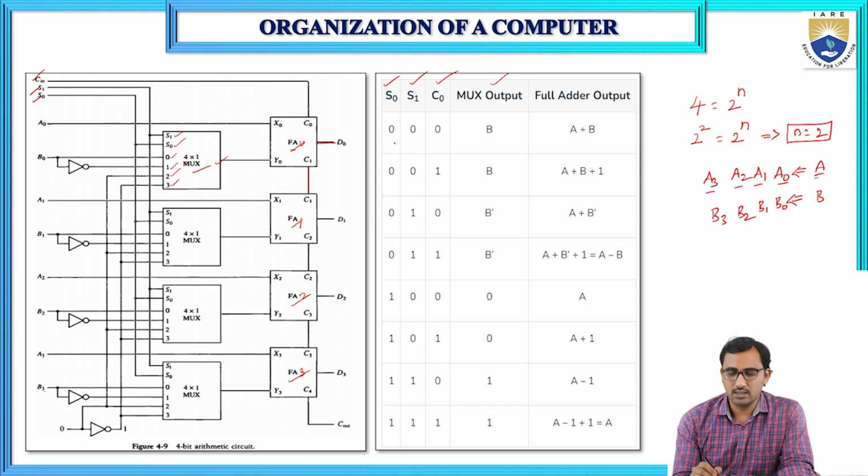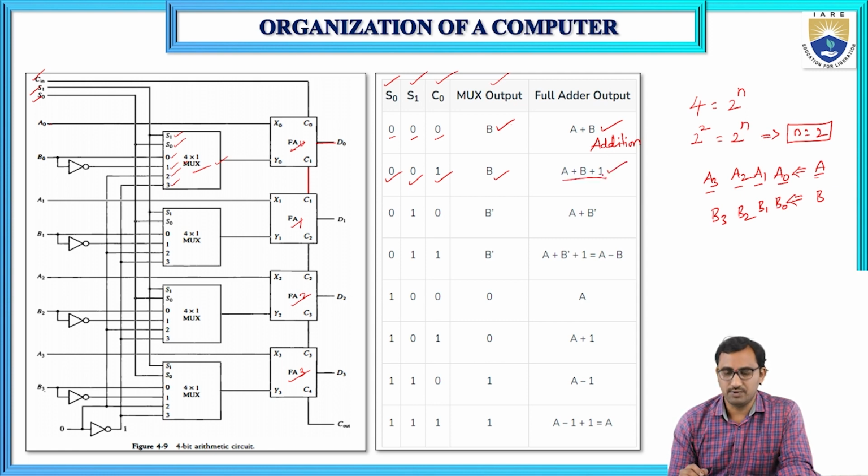So when the selection lines are 0 0 and we assume the input carry as 0, then the output of the mux is B. So the full adder output gives A plus B. So this is equivalent to addition. Then the next combination is 0 0 1. So if the selection lines are 0 0 and C0 is 1, in that case the mux output is B. Then it gives addition with carry, so A plus B plus 1.